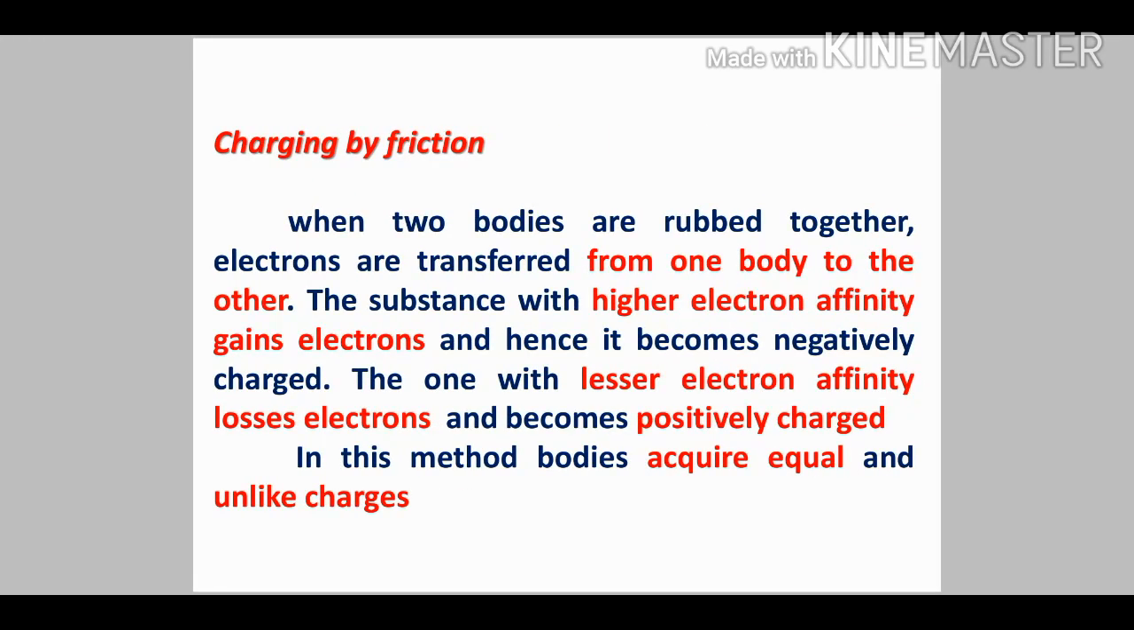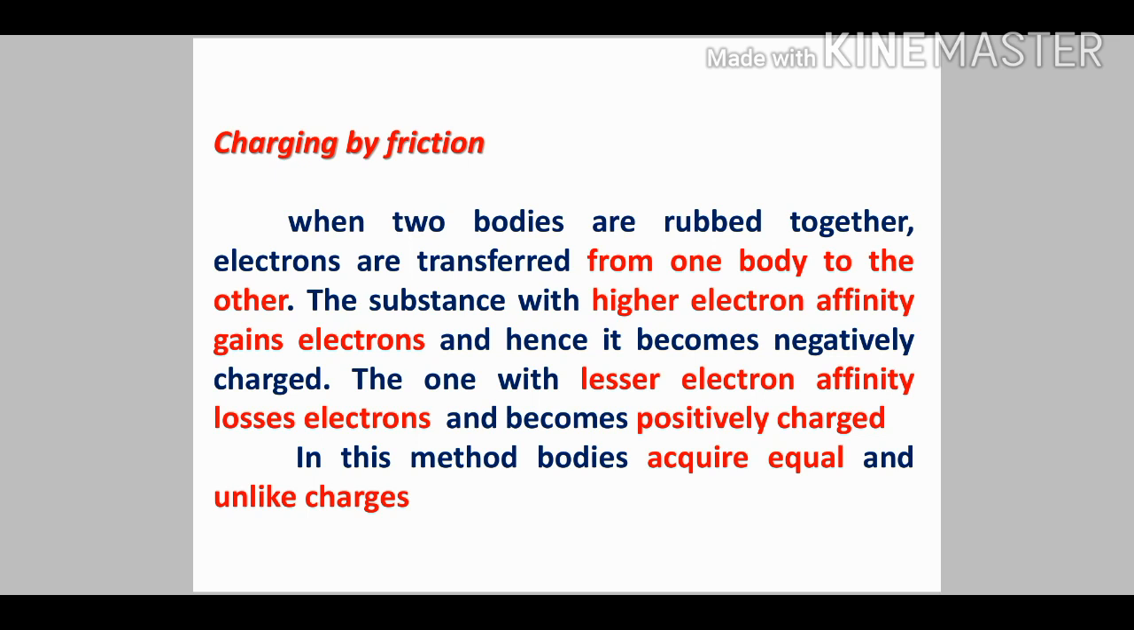When two different bodies are rubbed together, electrons are transferred from one body to the other. The substance with a higher electron affinity gains electrons and hence it becomes negatively charged. The one with a lesser electron affinity loses electrons and becomes positively charged.